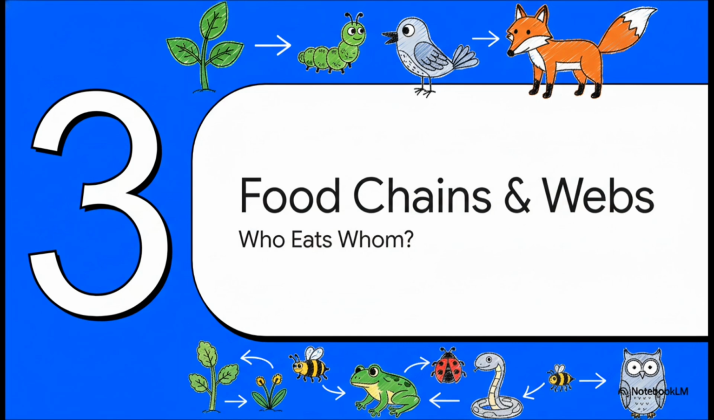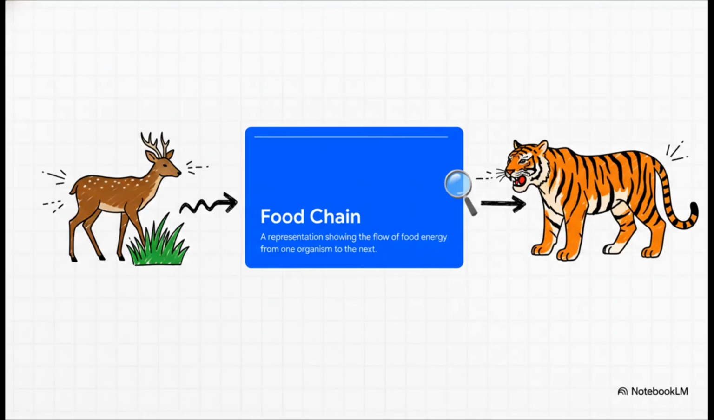Okay, so we've established that living things eat other living things to get energy. But how does this energy actually move from one to the next? Well, there's a whole system to it. And that brings us to our next topic, food chains and food webs. So what's a food chain? It's exactly what it sounds like. It's a chain that shows who eats whom. Super simple. For example, grass is eaten by a deer, and the deer is then eaten by a tiger. See, it's a straight line showing how energy flows from one to the next.